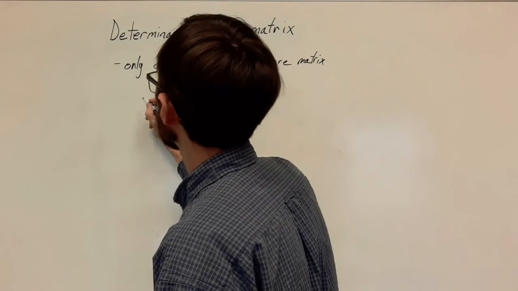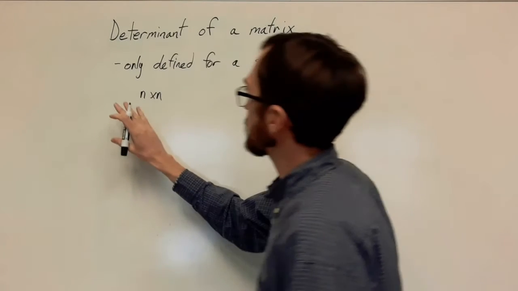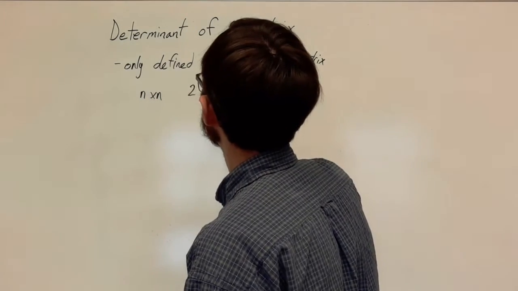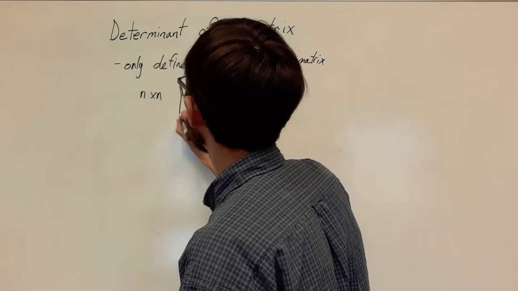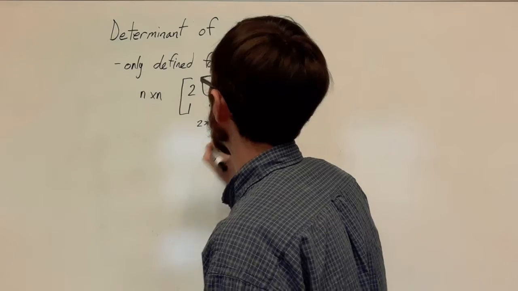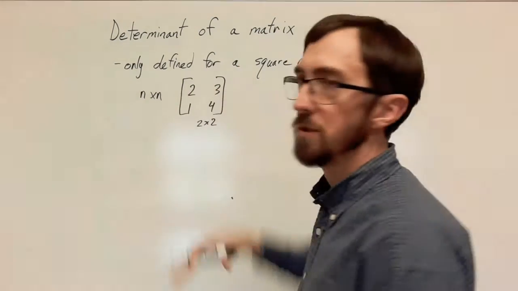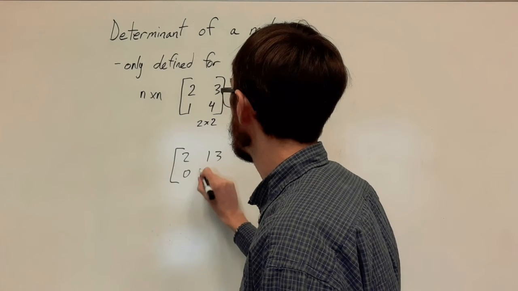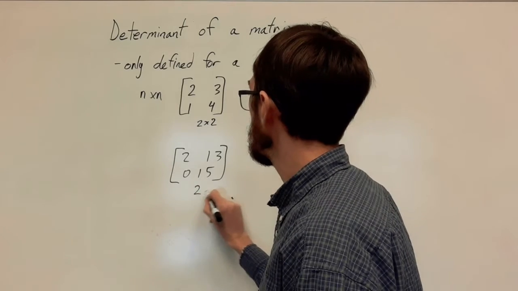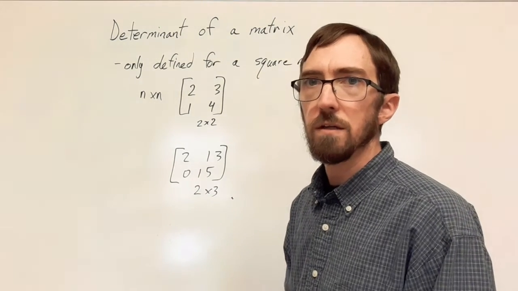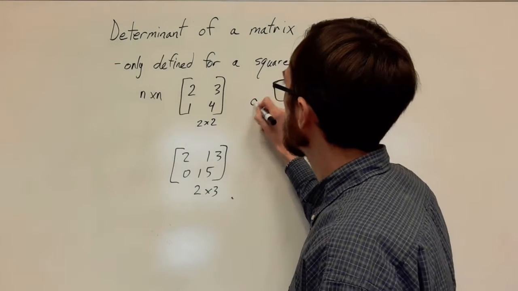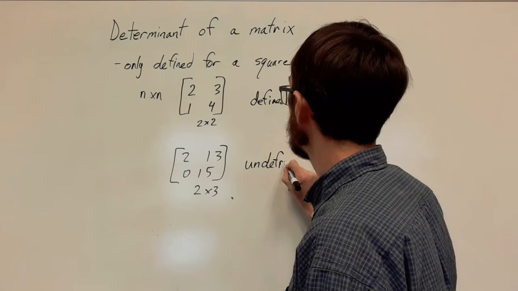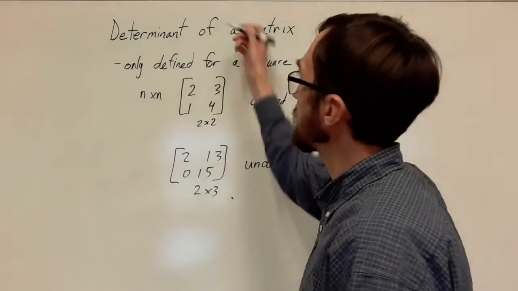This is going to be some matrix that is n by n, where the row and the column are both matching. So for instance, a 2 by 2 matrix would have a determinant defined for it, but a 2 by 3 does not have a determinant defined for it. So this is defined, and this one's undefined for these determinants.